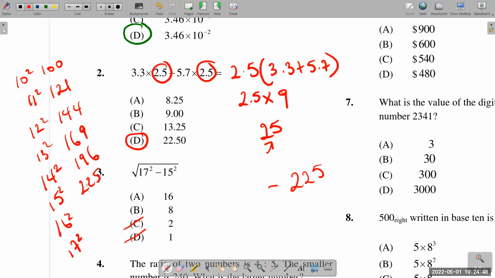What is 16 square? It must end with a 6, but I can't remember what. 256. That's not hard to remember. And what's 17 square? Oh, look at me saying it can't be 2. I just realized what's going on. 289. So 289.